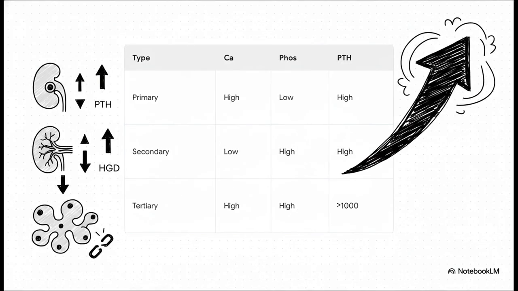Now, mapping out these distinct biochemical profiles reveals definitive clinical signatures. Primary hyperparathyroidism, which is usually an adenoma, gives us high calcium, low phosphorus, and high PTH. Secondary hyperparathyroidism, classically a CKD response, is actually a low calcium, high phosphorus, high PTH state. But tertiary hyperparathyroidism, that represents a physiological breaking point. Prolonged secondary stimulation in CKD eventually leads to gland autonomy and nodule formation, resulting in high calcium, high phosphorus, and a massively elevated PTH, frequently soaring well over 1,000.